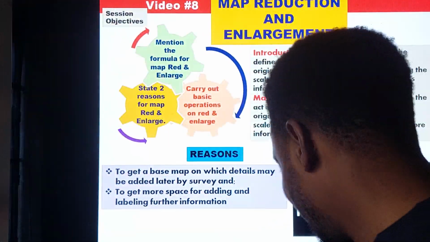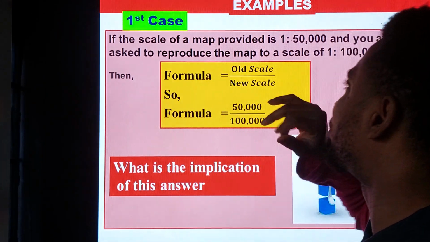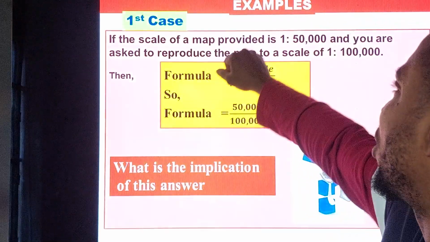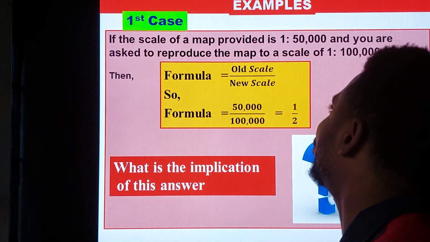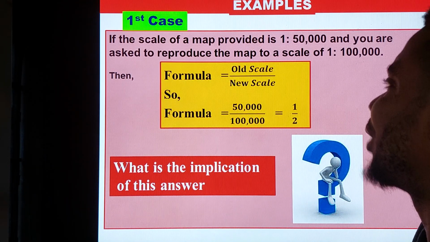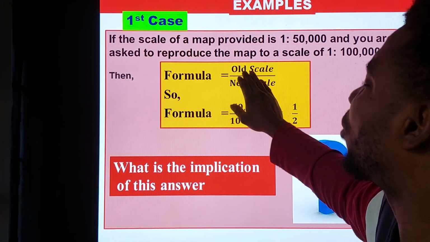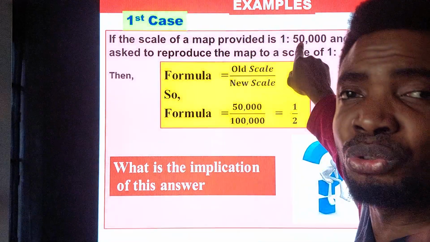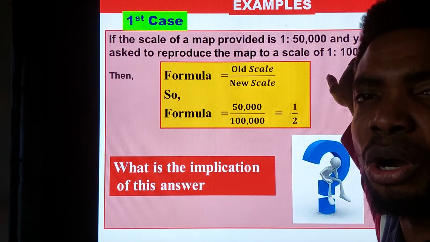Let's go and see something. If the scale of a map provided is 1 to 50,000, this is the first case. If the scale of a map provided is 1 to 50,000, and you are asked to produce the map to a scale of 1 to 100,000, for example, then the formula is old scale over new scale. So the formula becomes 50,000, which is the old scale you have on the map, divided by the new scale that you are given to work with.